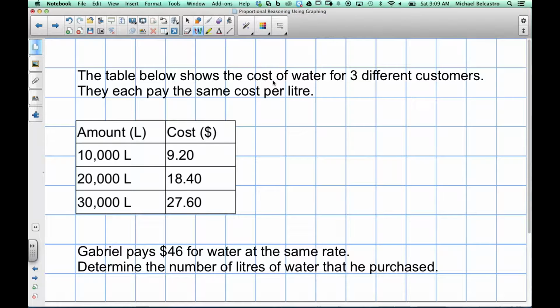The table below shows the cost of water for 3 different customers. They each pay the same cost per liter. Here's our table. Gabriel pays $46 for water at the same rate. Determine the number of liters of water that he purchased.